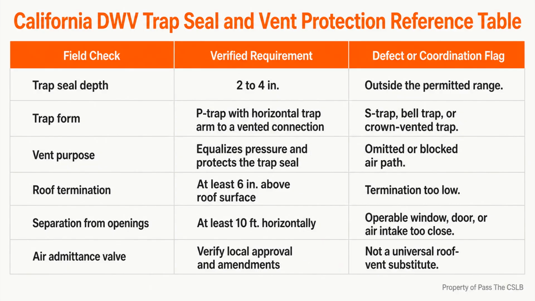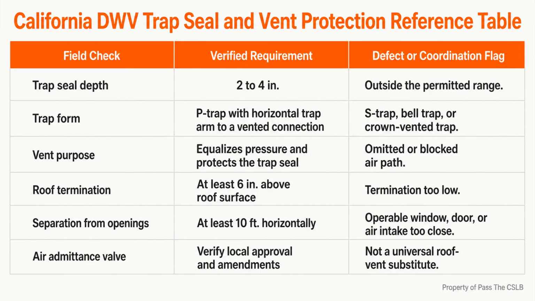The shape and the vent connection matter. A P-trap has a horizontal trap arm that continues toward a vented drainage connection. An S-trap drops vertically after the trap in a way that can create self-siphonage. The discharge pulls the trap water along with it, and the fixture can finish draining with little or no protective seal left behind. California materials identify S-traps, bell traps, and crown-vented traps as prohibited configurations.